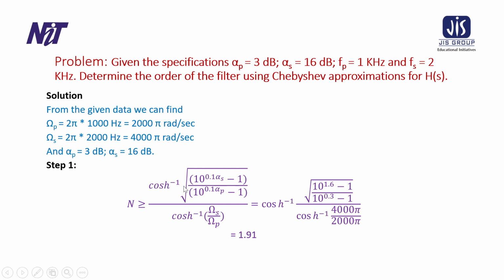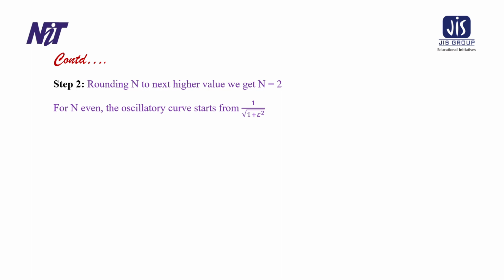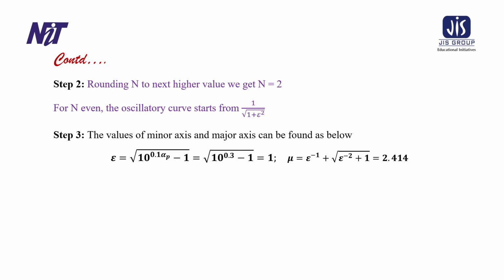Now put the values alpha p, alpha s and omega p, omega s in this particular equation, and we can find the value of the order of the filter, that is 1.91. Now step 2, rounding n to the higher integer value, that is n equals 2, because we found n equals 1.91, so that's why n equals 2. For n even, the oscillatory curve starts from 1 by root over 1 plus epsilon square. This value. Step 3, the values of the minor axis and major axis can be found as below.